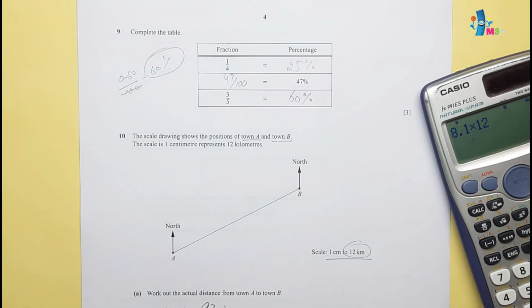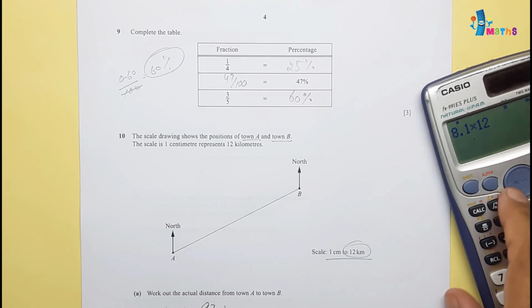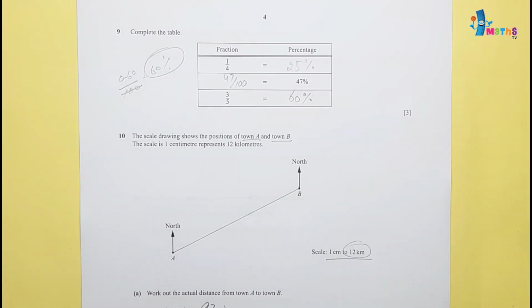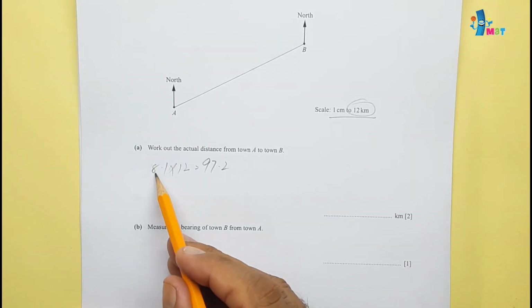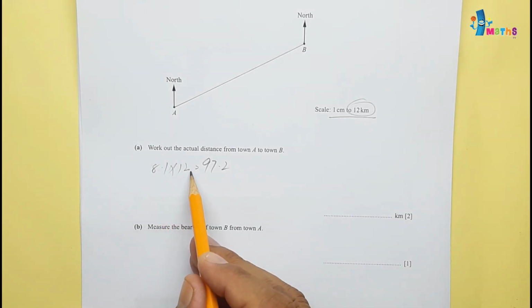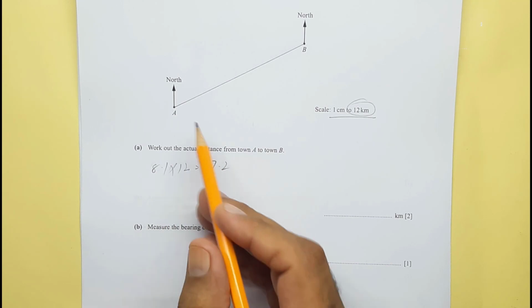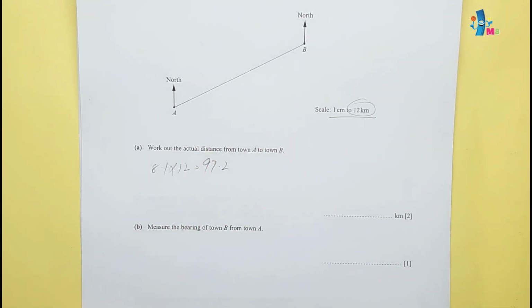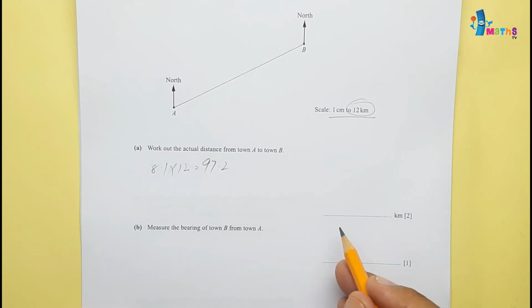97.2. But in the marking scheme, I'll show you, sorry, I forgot to move the page, and this is the measurement. 8.1 into 12 will be equal to this one. This is for this drawing which we are having. But in the marking scheme they have given a measurement of around 102.